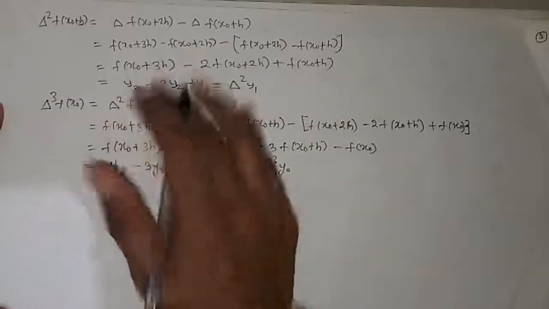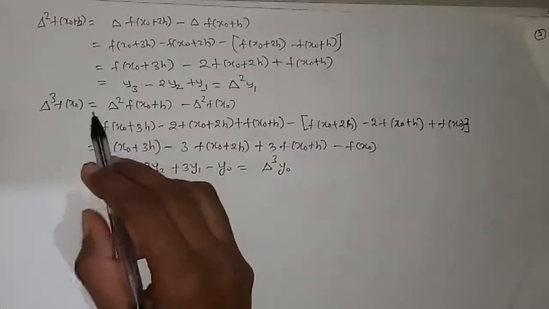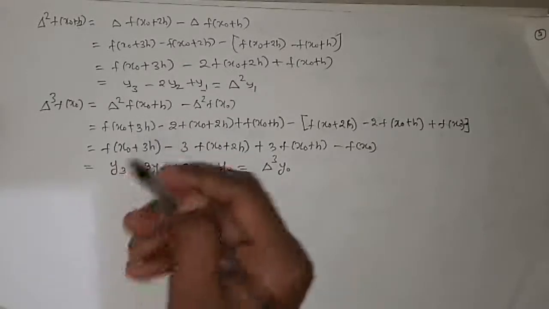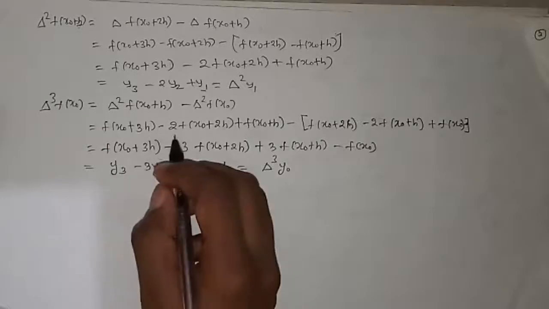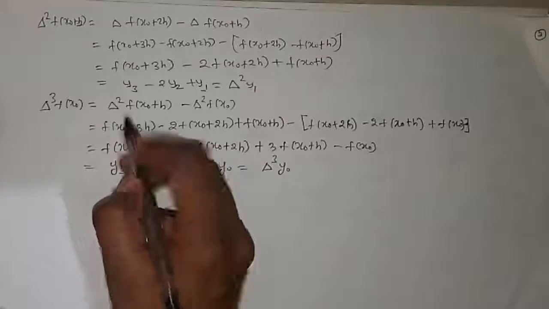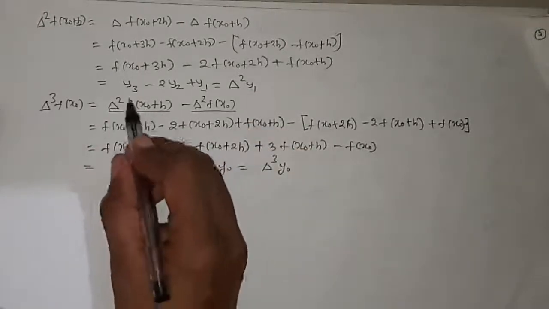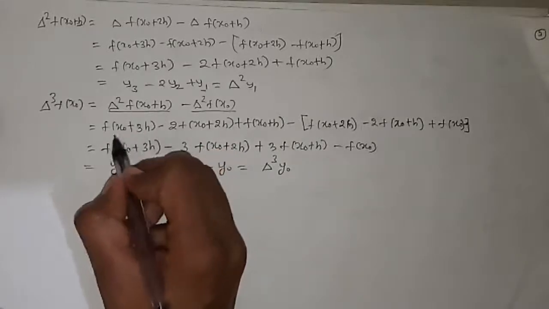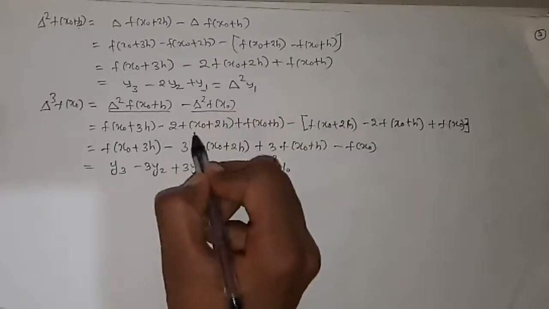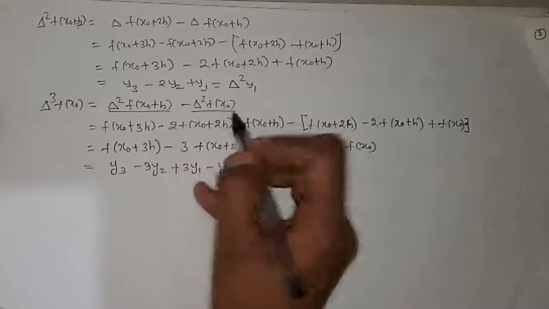Similarly, for delta cube f of x naught, again f of x naught plus h minus f of x naught is my delta, so I have to take its further forward difference. So I have no value of this and this, so I am writing delta square f of x naught plus h as f of x naught plus 3h minus 2 times f of x naught plus 2h plus f of x naught plus h, and this we have already found out.